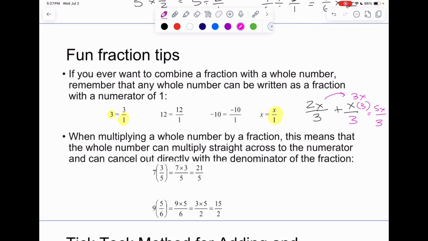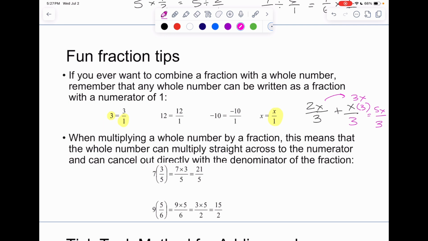When we're multiplying whole numbers by a fraction, this means the whole number can multiply straight across to the numerator, and it can cancel out directly with the denominator of the fraction if we want to. So taking a look at this here, you can think to yourself, is that 7 going to be multiplied by the 3, by the 5, or both? Well, here's your hint. 7 is really 7 over 1. So if I'm just going to multiply it through, like our fraction rules say, I'll multiply the tops together and the bottoms together, so the 7 gets multiplied by the 3, and that invisible 1 gets multiplied by the 5, so our result is 21 over 5.